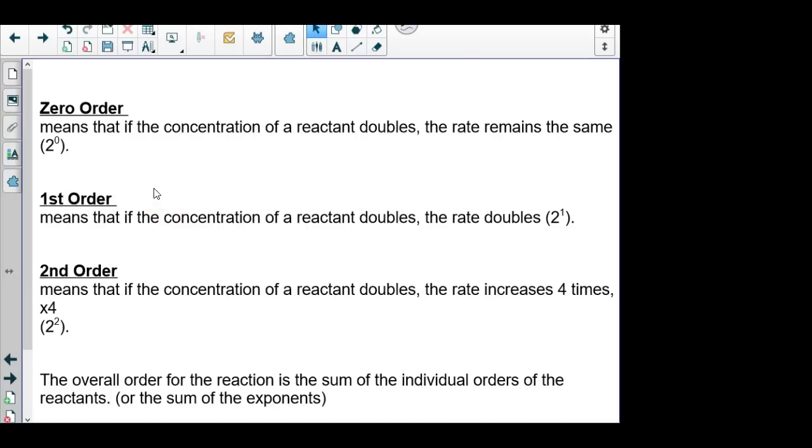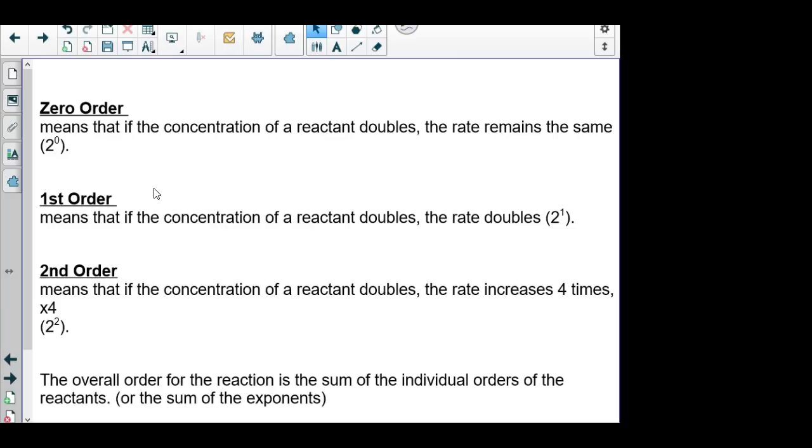So we have things that are 0 ordered, 1st ordered, or 2nd ordered. 0 order means that if the concentration of the reactant doubles, the rate remains the same. So if I double my concentration of a reactant, the rate of the reaction does not change. It happens at the same amount of time. 1st order means that if the concentration of the reactant doubles, the rate doubles. So if something is 1st ordered, when I double the concentration, I should expect that the reactant becomes products at double the speed.